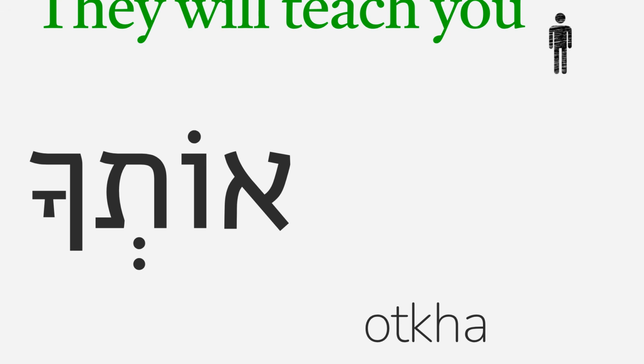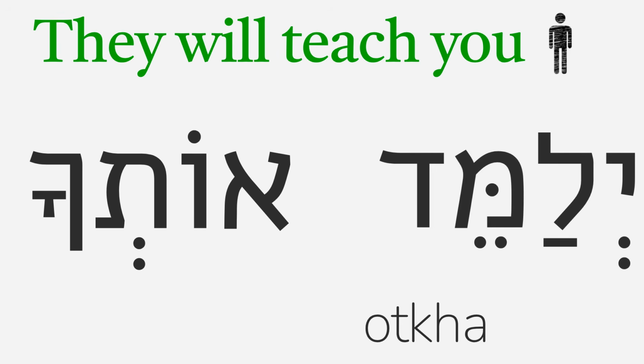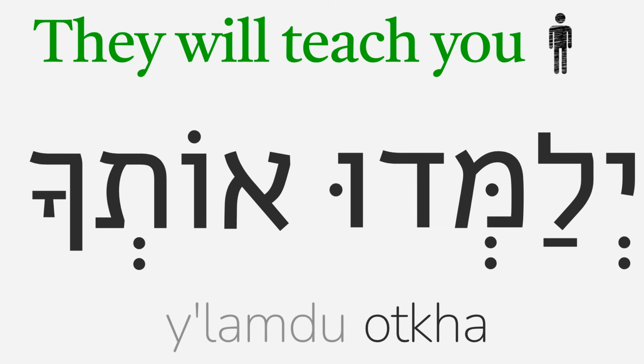And let's also say they will teach. To make the subject of the verb they, we can take the hu, he form of the future tense, yalamed, shorten the tsere to a shva, and add an u ending. That makes yalamdu, they will teach. Yalamdu otcha, they will teach you. Yalamdu otcha.